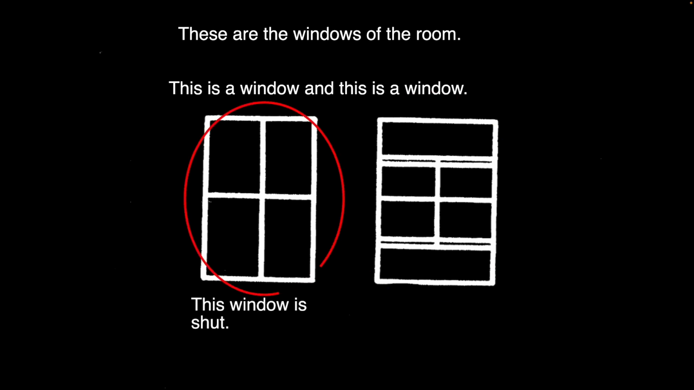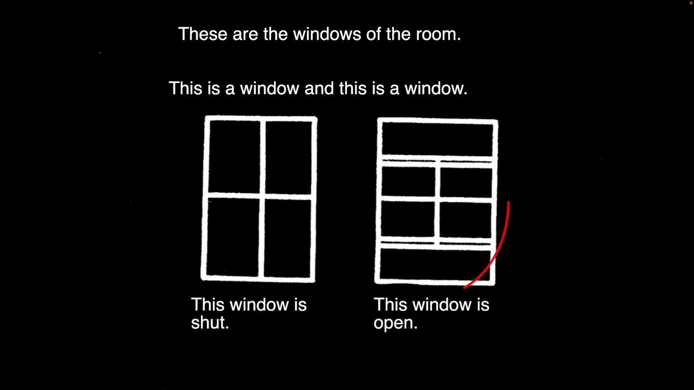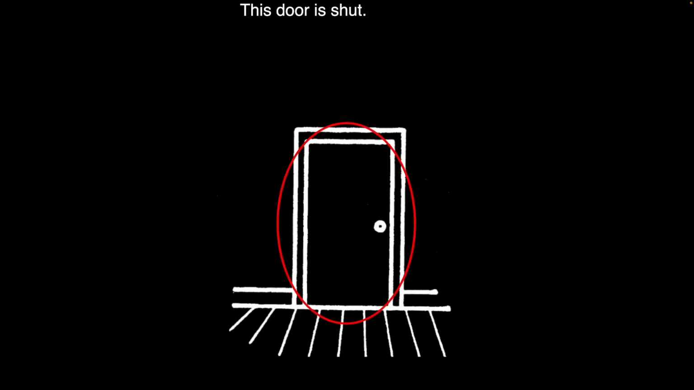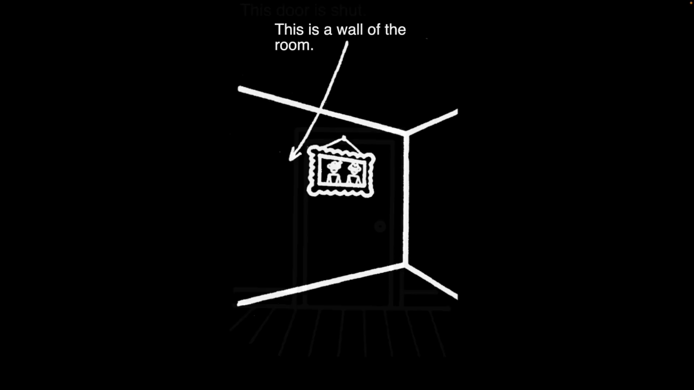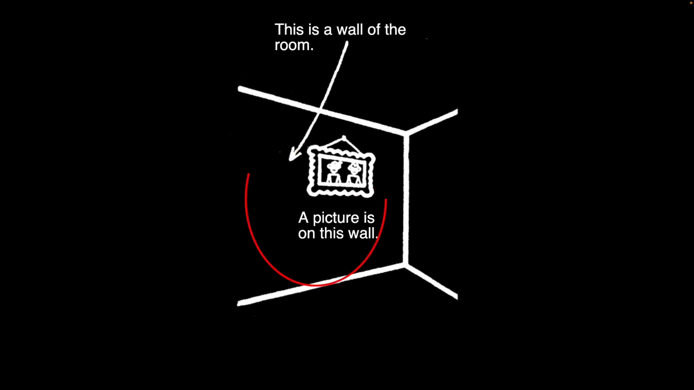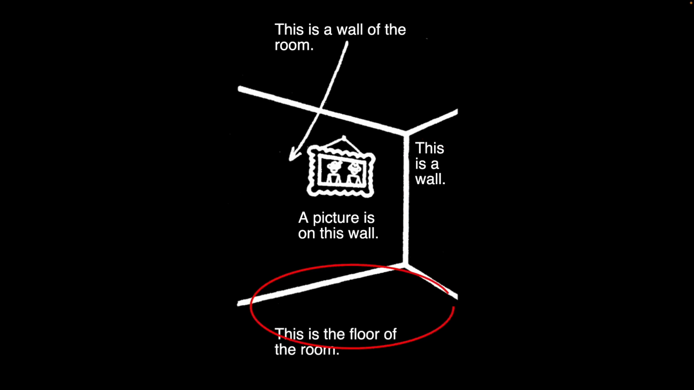This window is shut. This window is open. This door is open. This door is shut. This is a wall of the room. A picture is on this wall. This is a wall. This is the floor of the room.